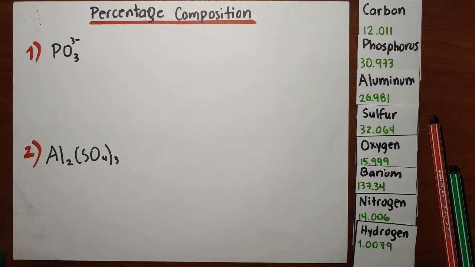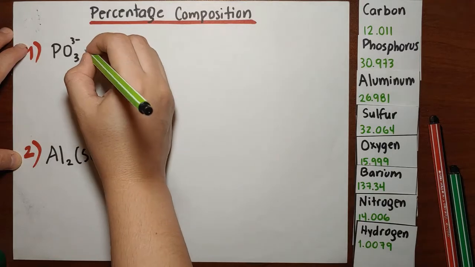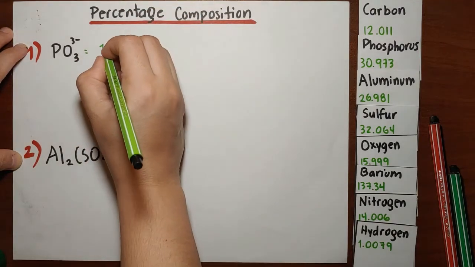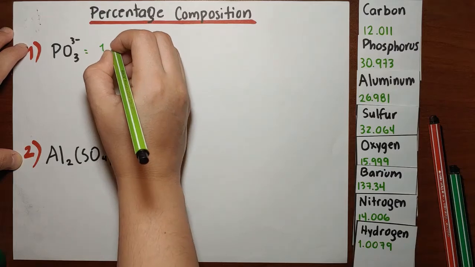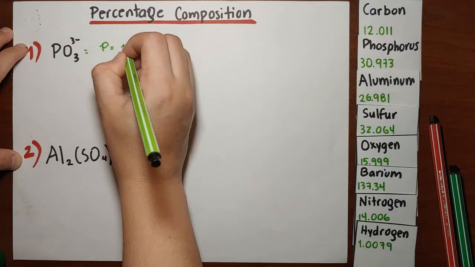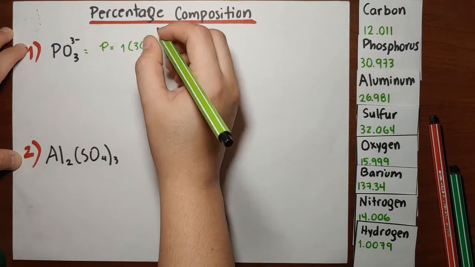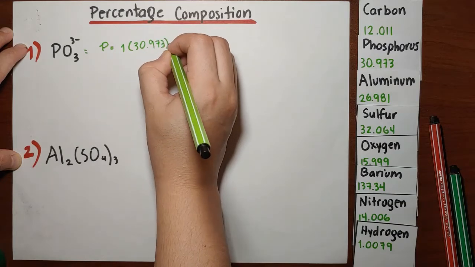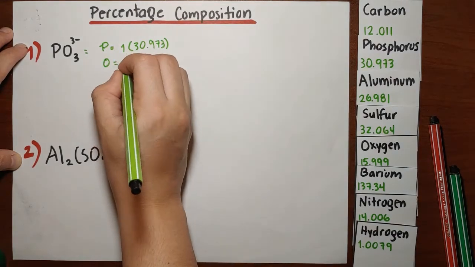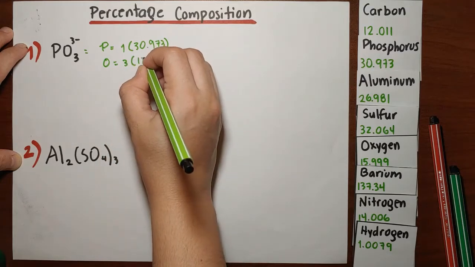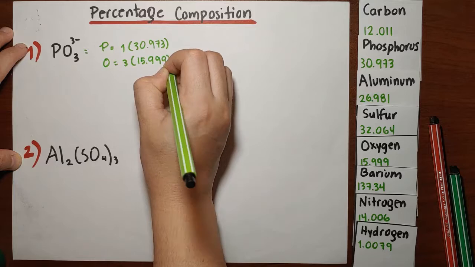So in the first step we need to get the molar mass, okay? So what are we going to do? As we already did before, we're going to list all the elements and all the subscripts or atoms that are present in the formula. So we have one phosphorus. For phosphorus, I have one phosphorus, and its atomic mass is 30.973. And for oxygen, I have 3 times its atomic mass, which is 15.999.